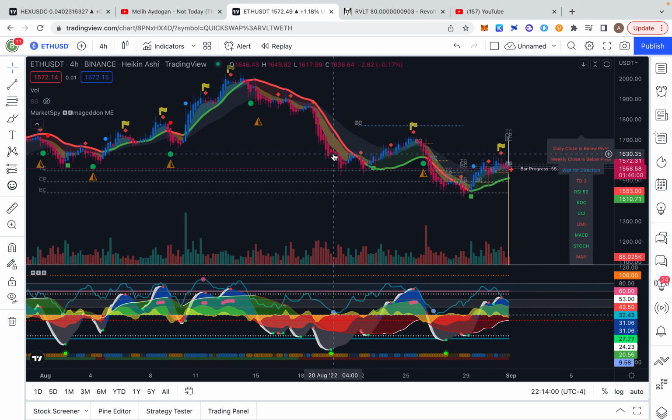1630, right? Now these red diamonds are called blood diamonds, and this flag is called the take profit flag, if I recall correctly. Basically this is an indicator that you should be selling, and the blood diamonds are also bearish. Especially if you saw this one here, it happened just before this last blood diamond, and that was the local top.